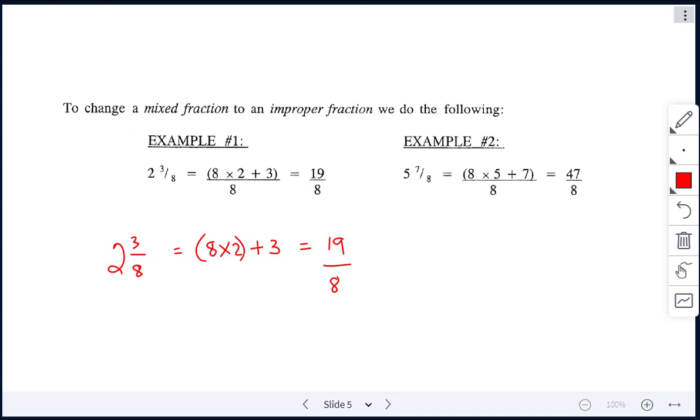The other example then for mixed to improper, we have 5 and 7 over 8. So take your whole number, multiply it by the denominator. So that's 8 times 5, or 5 times 8. And then we're going to add the 7. So 8 times 5 is 40, plus the 7 is 47. And then you keep that denominator the same. So it's going to be 47 over 8.